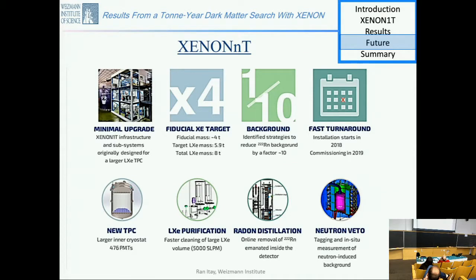We will increase the xenon target by a factor 4, so we will have 4 tons in the fiducial volume itself. The background level should be reduced by a factor 10, and this is mainly using this radon distillation column that we are building now. As I said, it's a fast turnaround. We expect to start commissioning by 2019 to start collecting data.